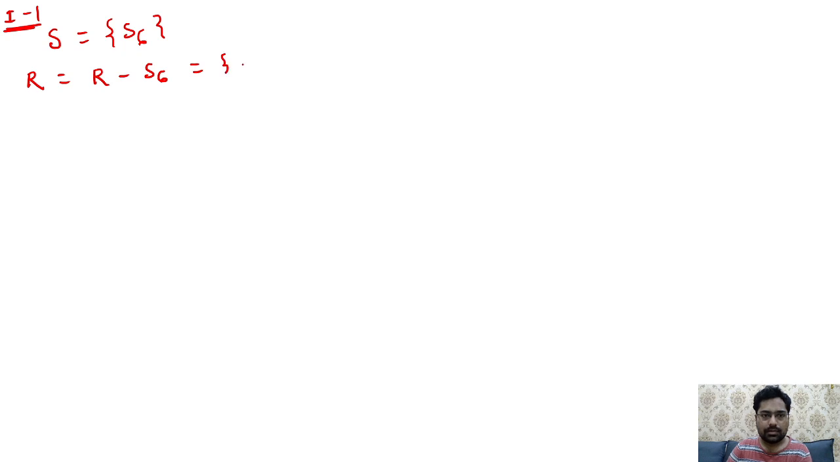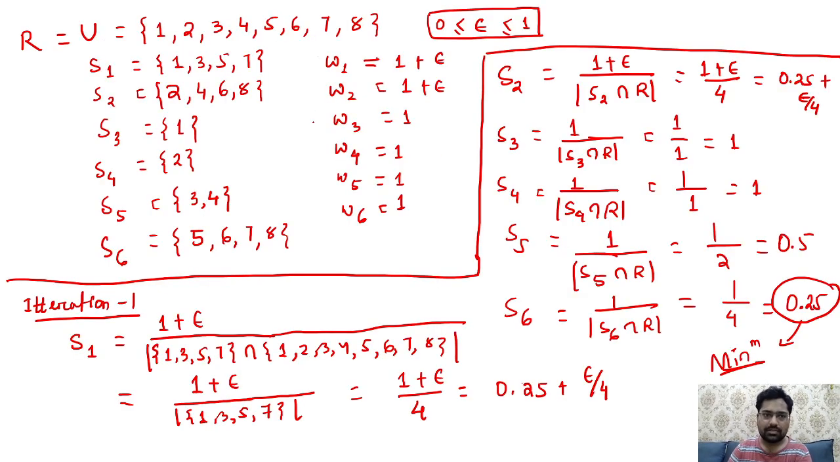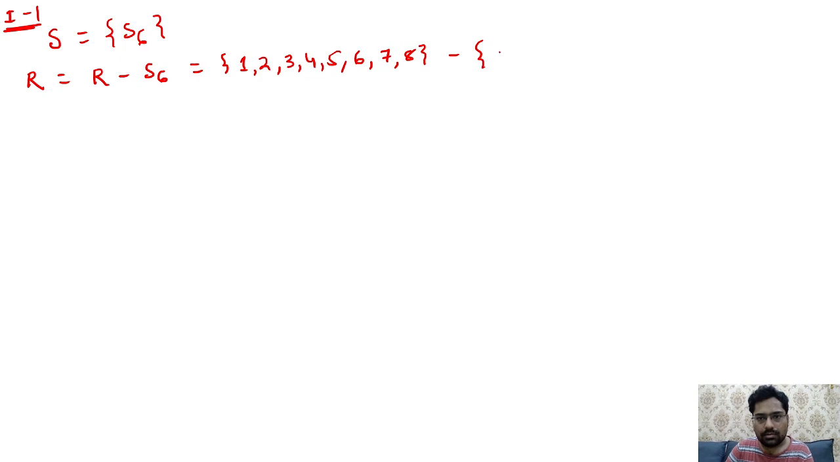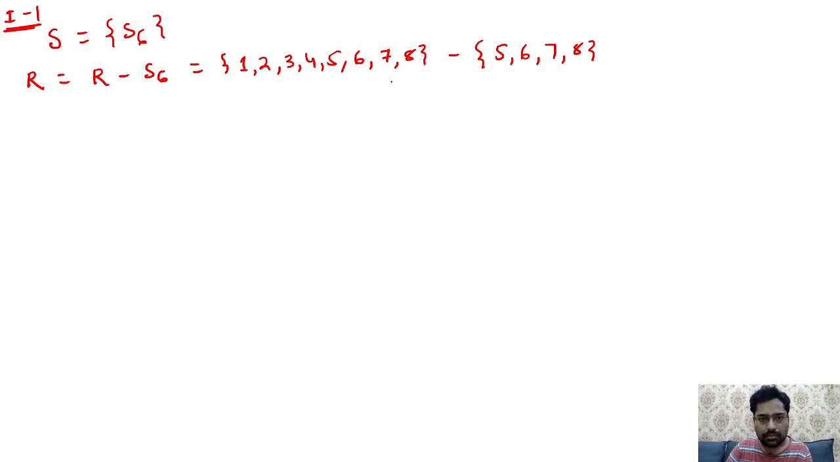After removing 1, 2, 3, 4, 5, 6, 7 and 8, as per the algorithm, it is written R equals R minus Si. Si is S6, so S6 is 5, 6, 7, 8. Let me verify whether it is 5, 6, 7, 8. Yes, 5, 6, 7, 8. Now we have to remove this. So the left elements are 1, 2, 3 and 4. Clear? Next, iteration 2.